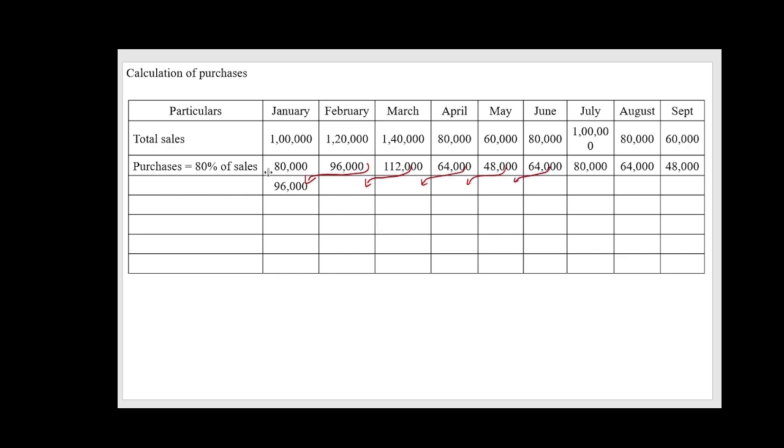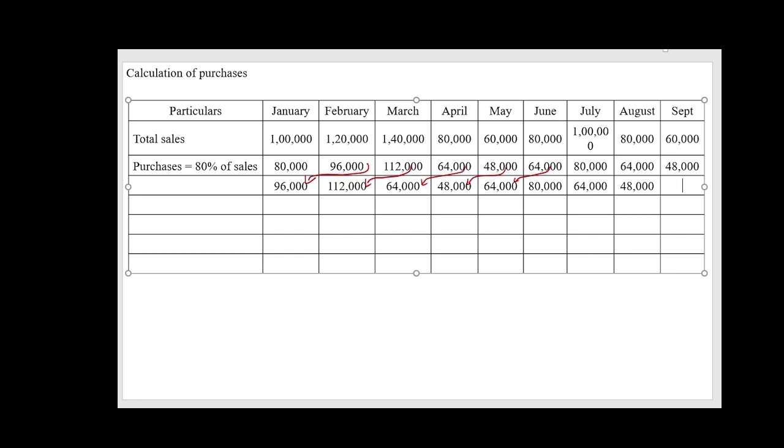Okay, so this figure will be 1,12,000. This will be 64,000. Purchases of April will be 48,000. Purchases of May will be 64,000. Purchases of June will be 80,000. Of July will be 64,000. Of August will be 48,000. For September, then what will it be?